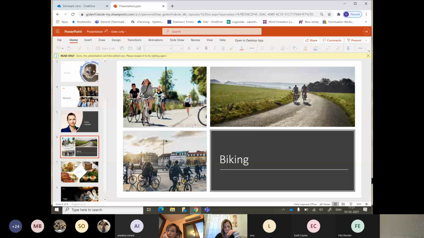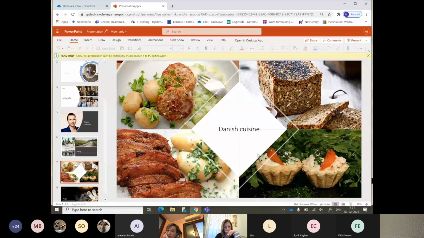And then a bit about Danish cuisine. I've just chosen a few, and this is very popular in Denmark, rye bread. We don't eat that much white bread, but rye bread is something we eat for lunch, dinner, for everything. And then we have meatballs. Of course, we're very international now, but typical old traditional Danish food is with a lot of potatoes. And then we have meatballs, I guess you can call it, and cabbage.